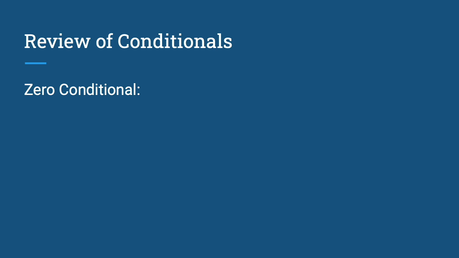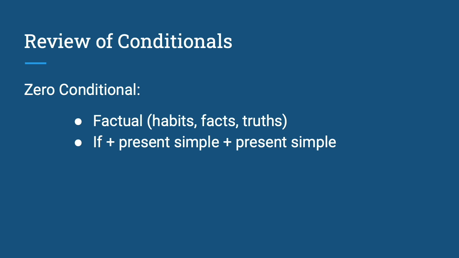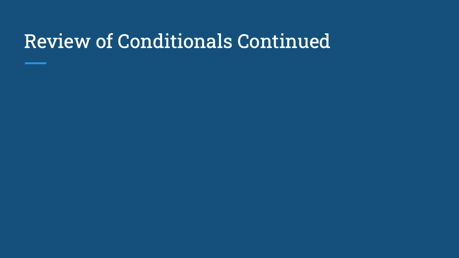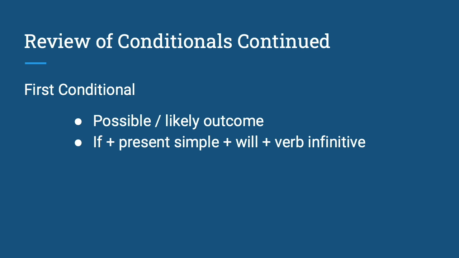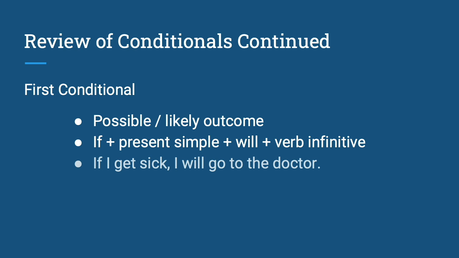Let's look at 0 conditional again. 0 conditional is used for habits, facts, or truths. The formula: if plus the present simple plus the present simple. If I get sick, I go to the doctor. First conditional, used for possible and likely outcomes. The formula: if plus the present simple plus will plus the verb infinitive. If I get sick, I will go to the doctor.